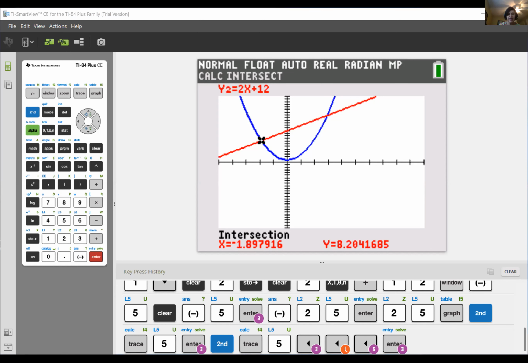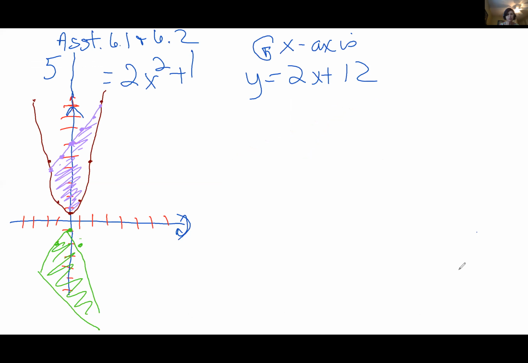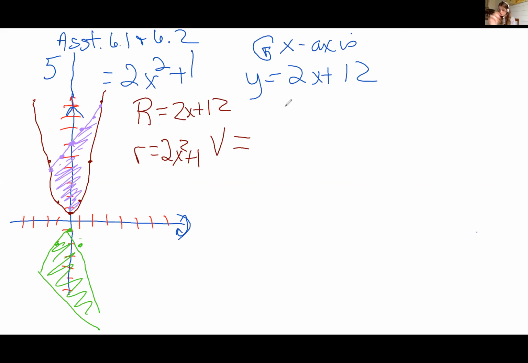Okay, now let's go back, because we've talked about the limits of integration, and let's see if we can figure out how we would set up the actual integral. So talk to me about, if we're doing the washer method, we're going to have an outer disk minus the inner disk. So what would you say is going to be our outer radius? Y equals 2x plus 12. Yes, good job. And what would be that inner radius? The 2x squared plus 1. Excellent. So we said from negative 1.90 to positive 2.90 will be those limits of integration.